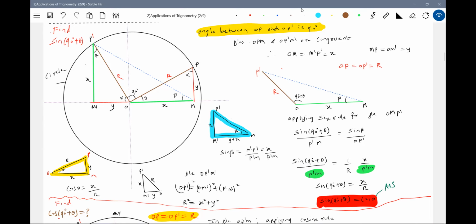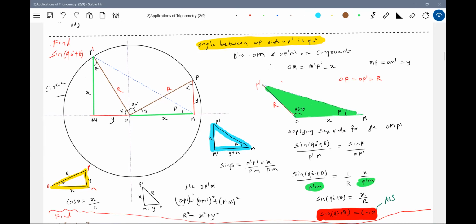Let me shade it so that you can see. We want sine of 90 plus theta. Is it a right angle triangle? No, it's not a right angle triangle. So we'll apply the sine rule for it. Applying the sine rule, sine of 90 plus theta by this side length P dash M should be equal to sine beta by OP dash.